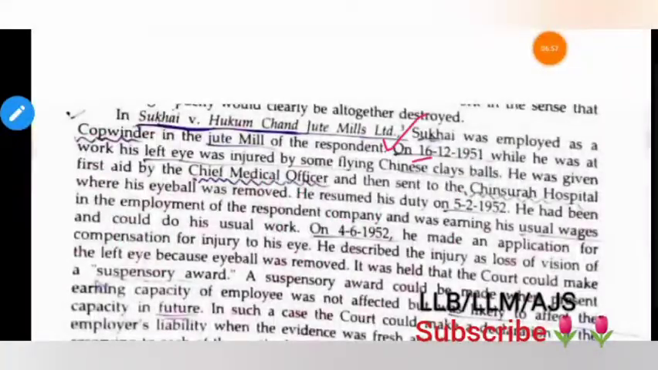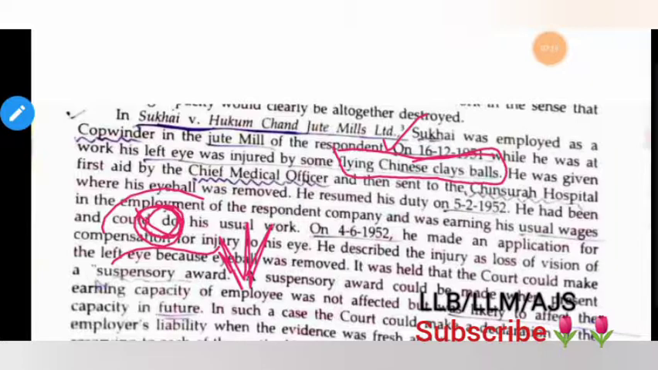On 16/12/1951, while he was at work, his left eye was injured by some flying Chinese clay balls. He was given first aid by the chief medical officer and then sent to the Chinsura hospital, where his eyeball was removed.